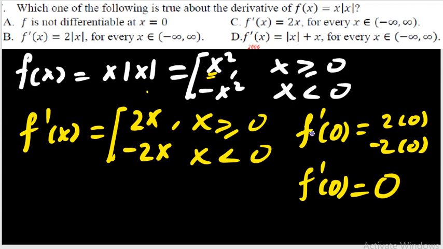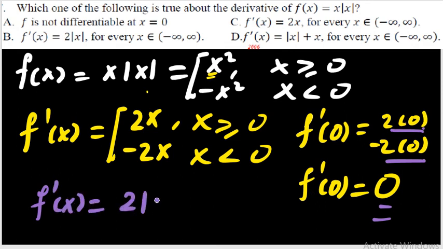So when we say f derivative at 0, from the right side it's going to be 2 times 0. From the left side, negative 2 times 0. But 2 times 0 and negative 2 times 0 are the same. So the result will be the derivative of the function at 0 exists, which is just 0. So we can say, generally, f derivative of x is the same as 2 times absolute value of x, for x an element of real numbers.